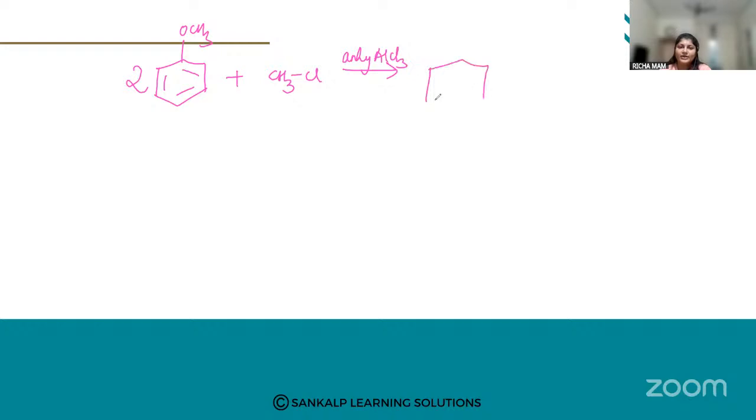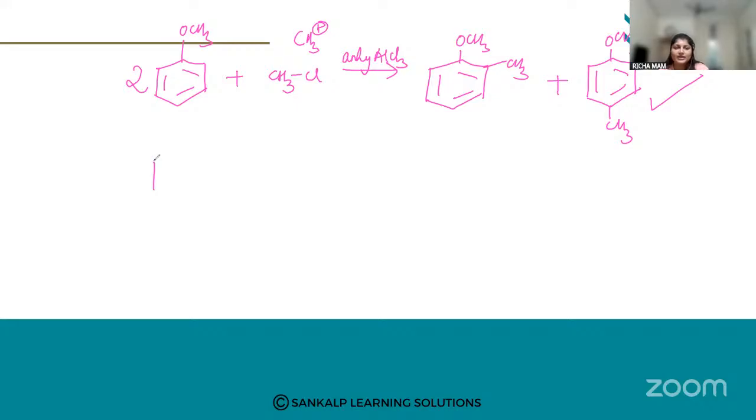What am I going to get, students? I am going to get the methoxy compound with the methyl group. Our electrophile is the methyl carbocation. So again we get ortho and para products, and the para is the most stable, so this is the major product.